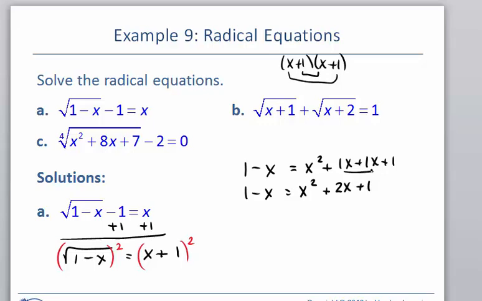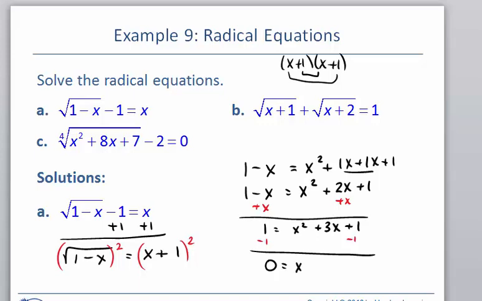Now the next thing that we want to do, since we see that it's quadratic, because we see that the highest power is 2, is that we want to get it ready to factor, which means we want everything on one side. So I'm going to start by adding an x to both sides. And so that's going to give me 1 is equal to x squared plus 3x plus 1. And then I'm going to subtract the 1 from both sides, which is going to give me 0 is equal to x squared plus 3x.